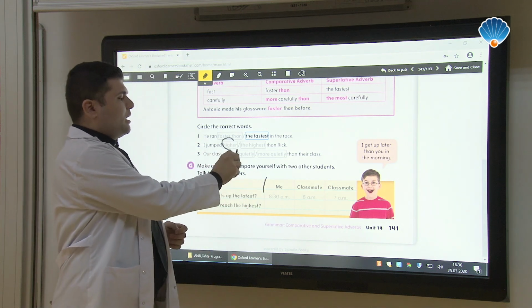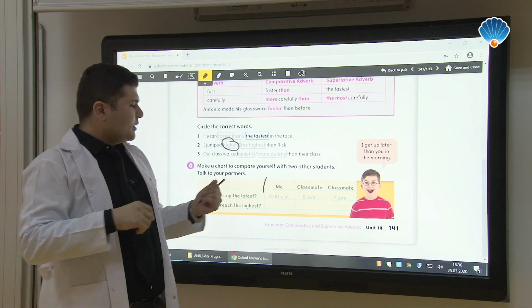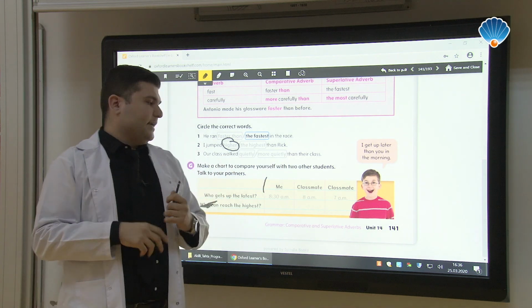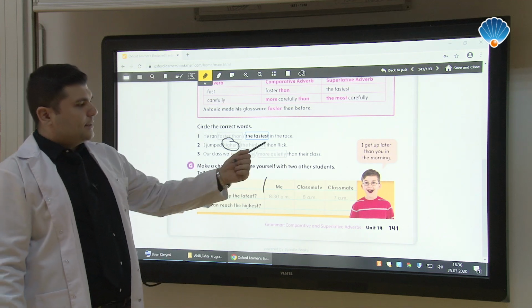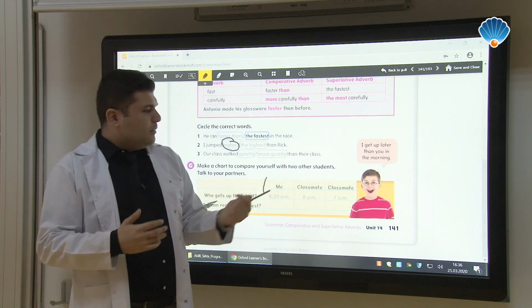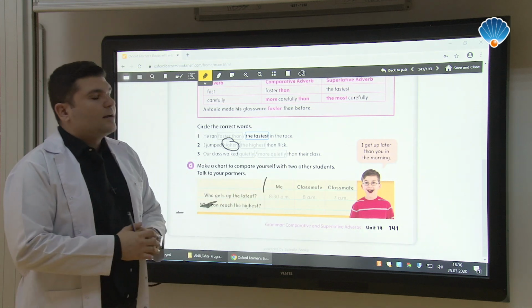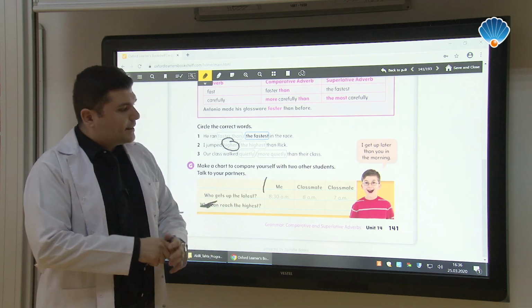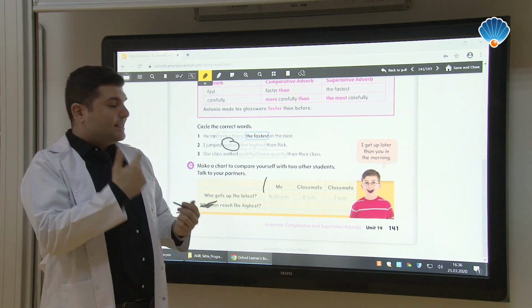So please circle the higher here, because I am talking about how I can jump higher than Rick. We have 2 people here. And for the last sentence we have, our class walked quietly or more quietly than their class. What's the answer here? Of course, more quietly, because the important part is here.